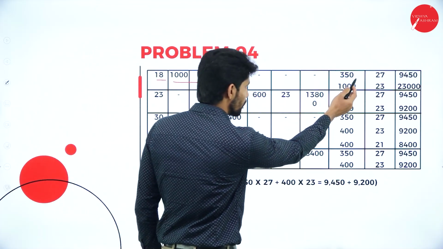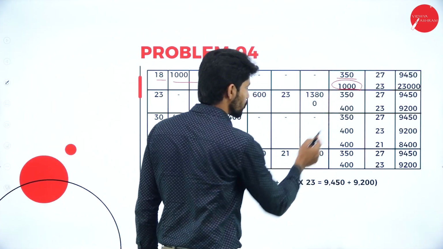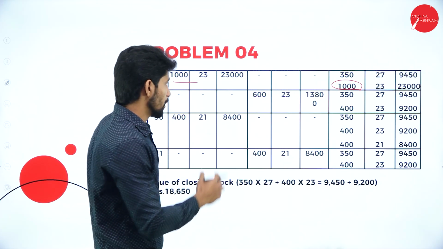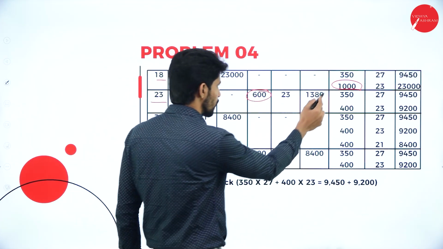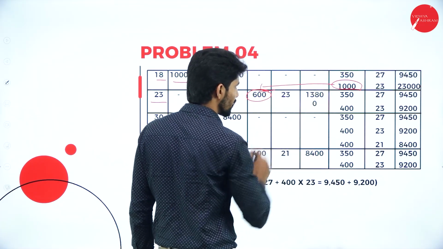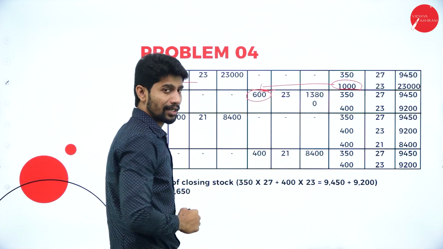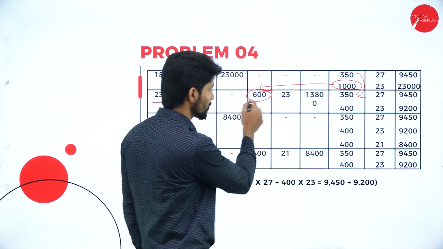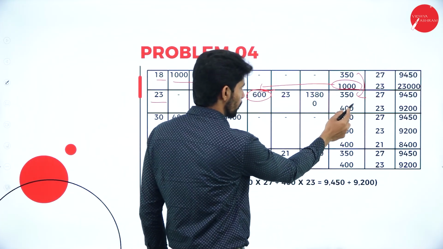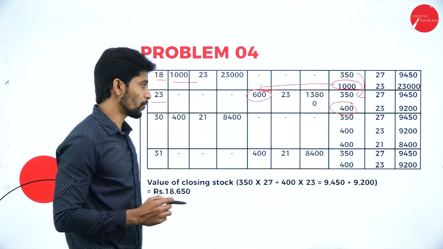So 350 balance plus newly purchased 1000. So on 23rd, issue of 600 units. So issue 600 units from the recently purchased 1000 units. So you issue 600, the balance 350 you have written here, and in this 1000, 600 is issued. What is the balance? 400. Write down the balance of 400.